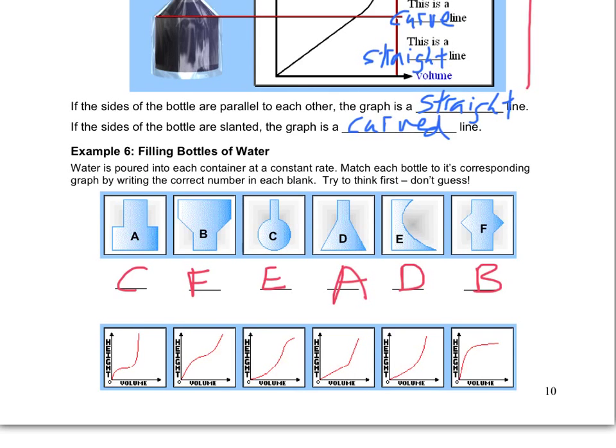All right, so that's the end of lesson 3, and you can attack the textbook homework.